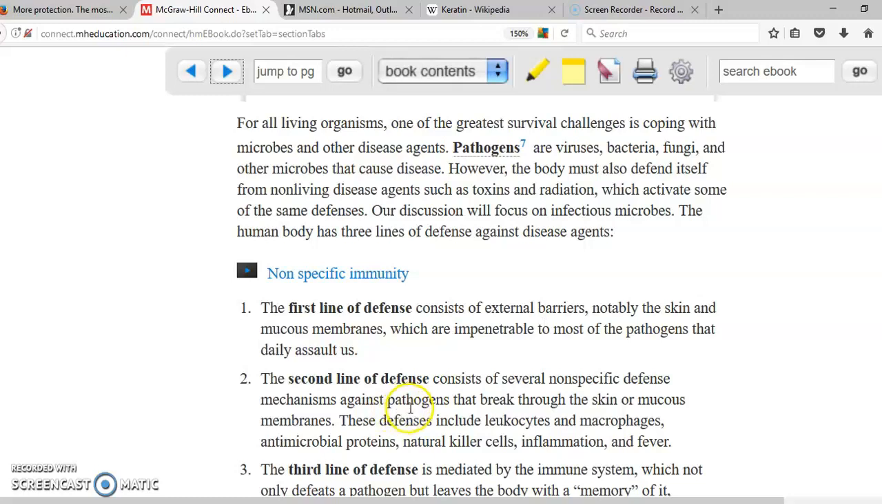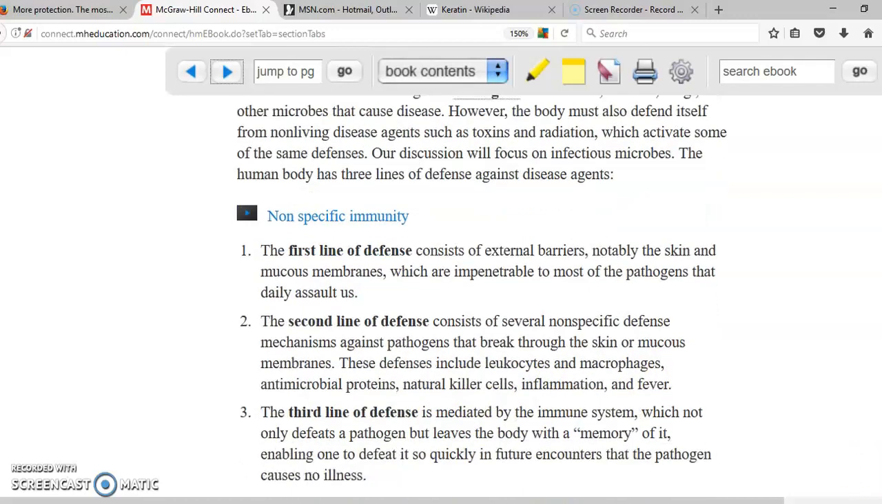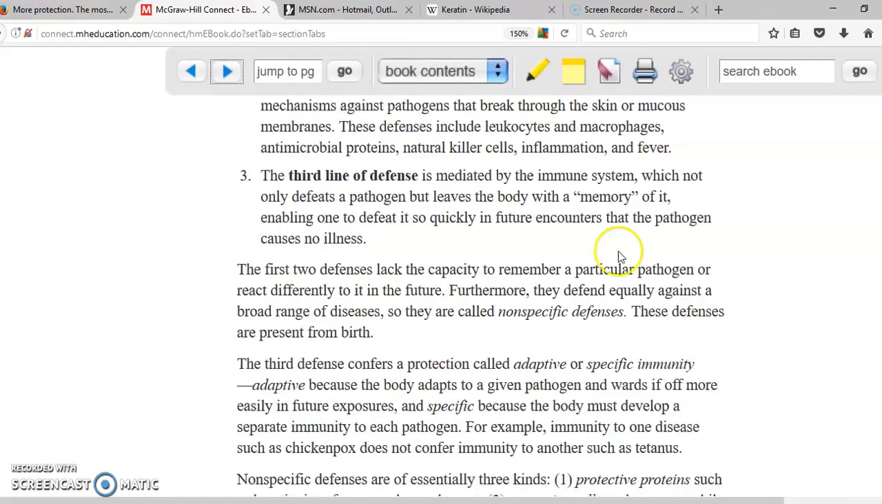The second line of defense, this one is also non-specific. This is going to consist of cells such as leukocytes and macrophages, as well as some proteins found in the blood, natural killer cells, inflammation, as well as fever. The third line of defense is going to be the one that is specific. It's called specific because it's specific for certain types of microorganisms. For example, the antibodies that help you against chickenpox are not going to defend you against the flu.